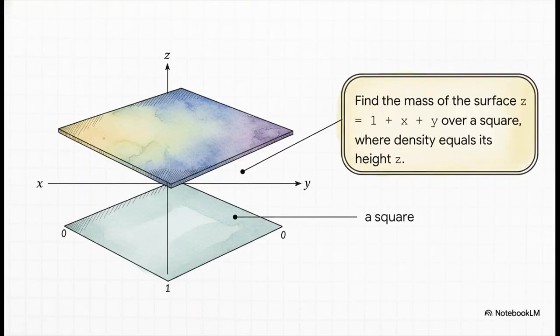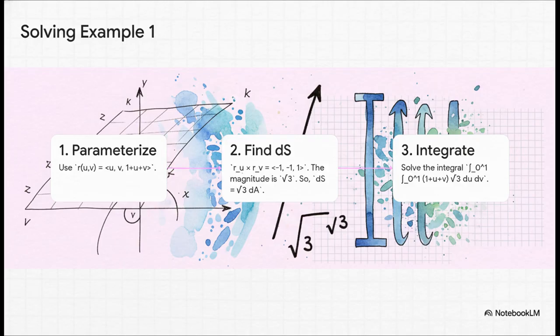All right, here's our first problem. We've got a simple tilted plane, nothing too crazy, given by z equals 1 plus x plus y. And we're only looking at the piece of it that's floating above a 1 by 1 square on the floor, the xy plane. Now, here's the twist. Its density isn't the same everywhere. The density is equal to its height, z. So the higher up the ramp you go, the denser and heavier it gets. Our job is to find the total mass. Let's just follow our recipe. Step 1, parameterize. This is about as easy as it gets because z is already a function of x and y.